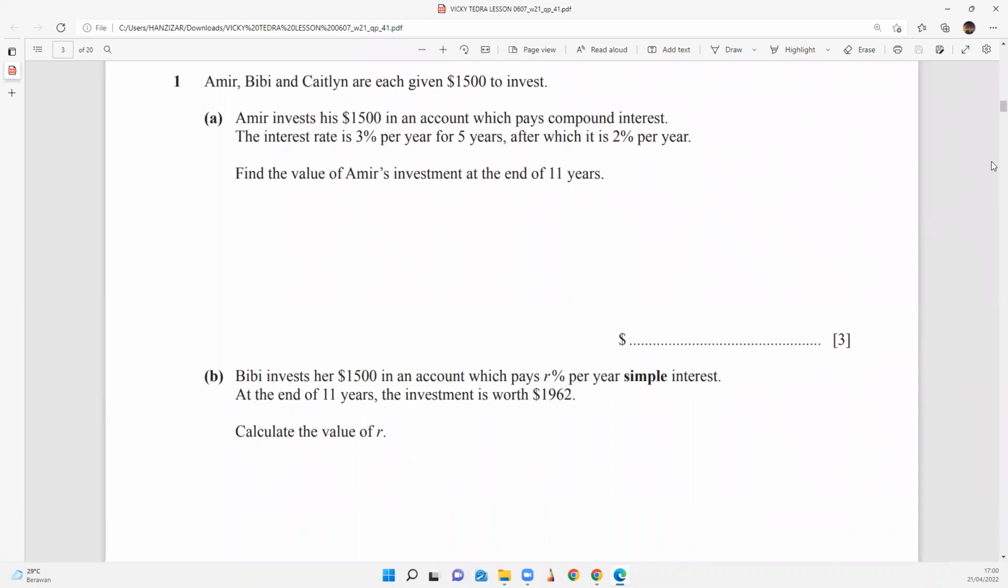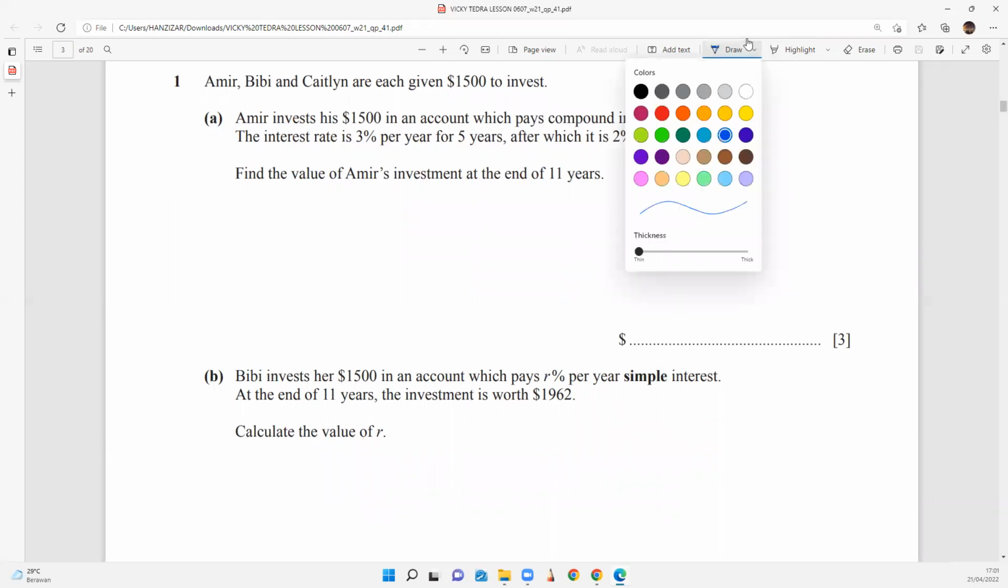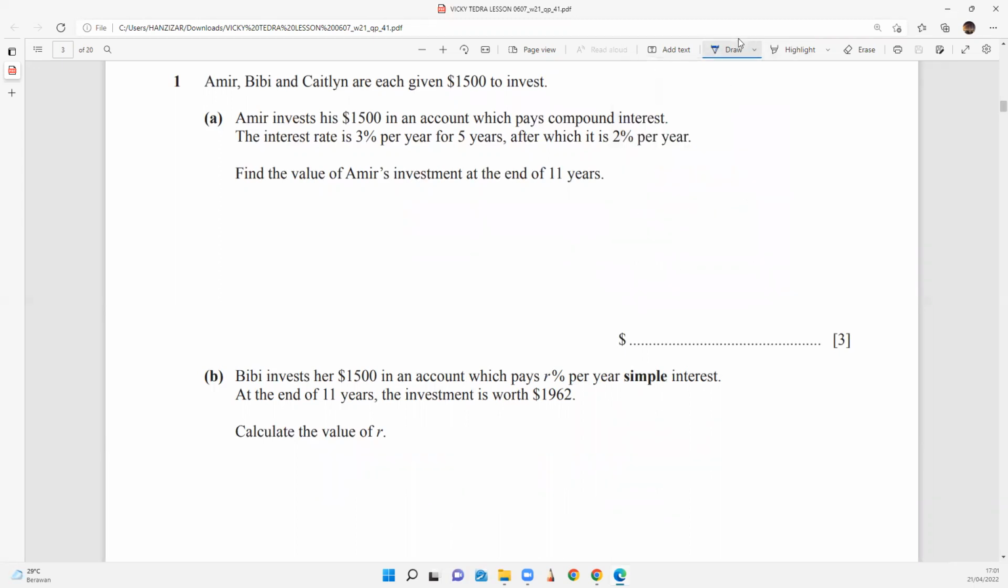So let's see. Amir, Bibi, and Caitlin are each given 1,500 to invest. Amir invests his 1,500 in an account which pays compound interest. So you have to name the compound interest. What is compound interest? The interest is getting more and more each year. Okay, so this is called compound interest, and the interest rate is 3% per year for 5 years. I mean, this is for the first 5 years, after which it is 2% per year.